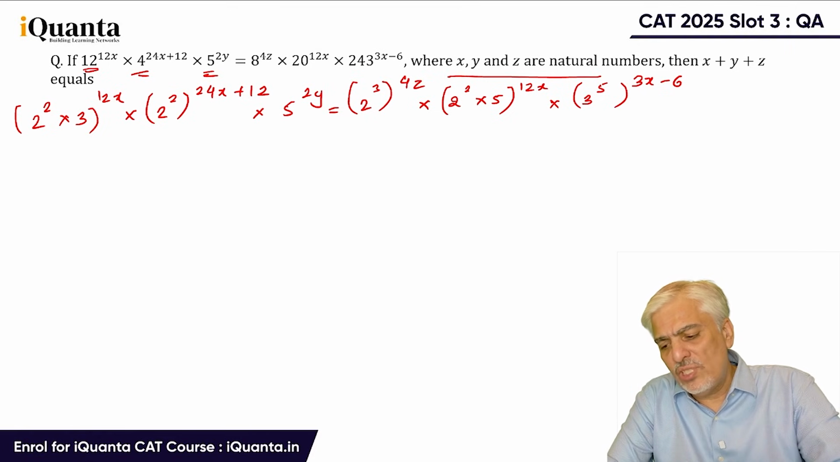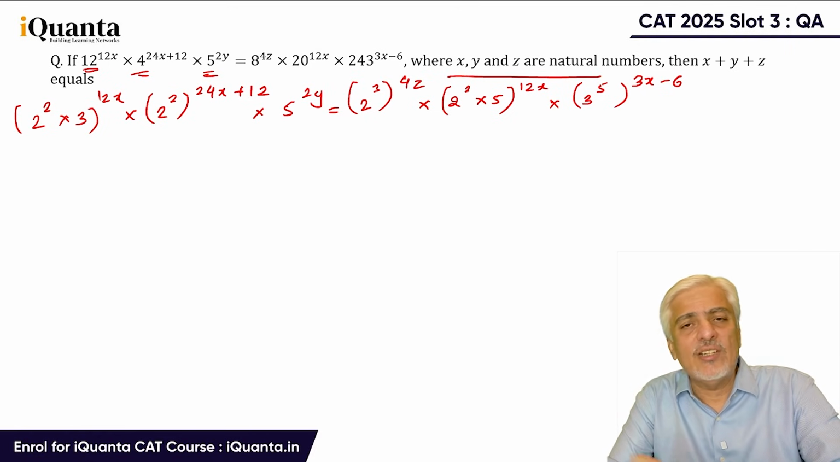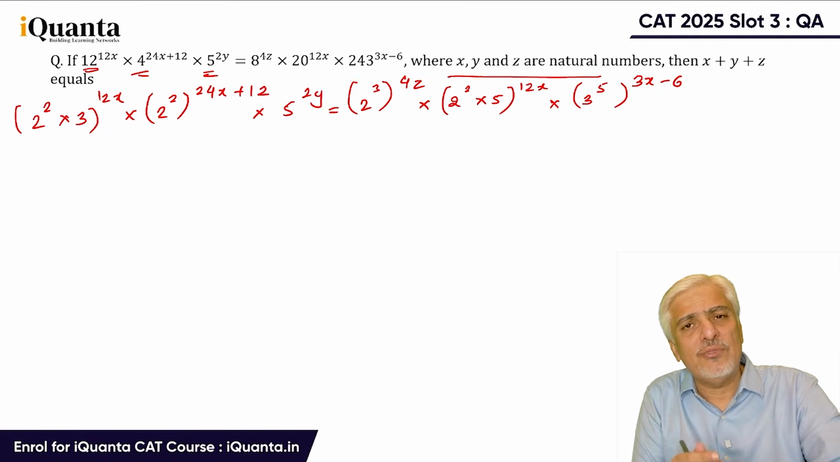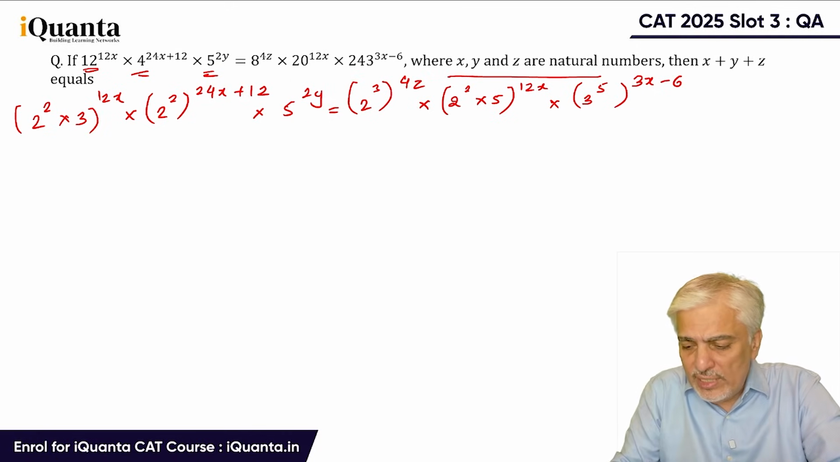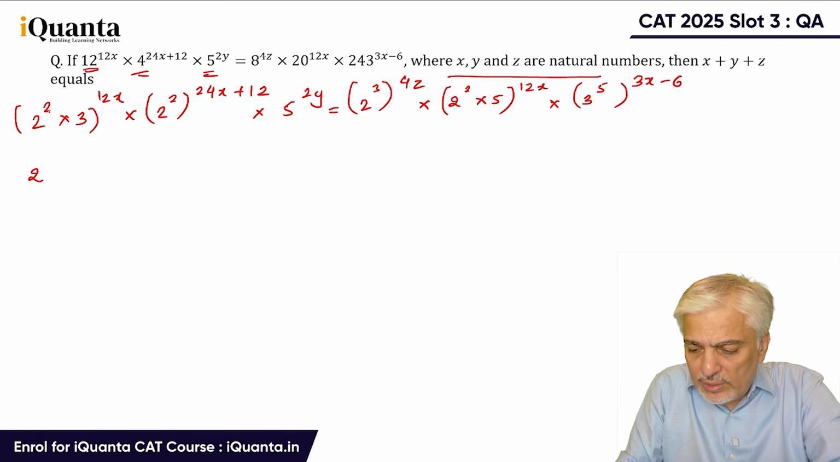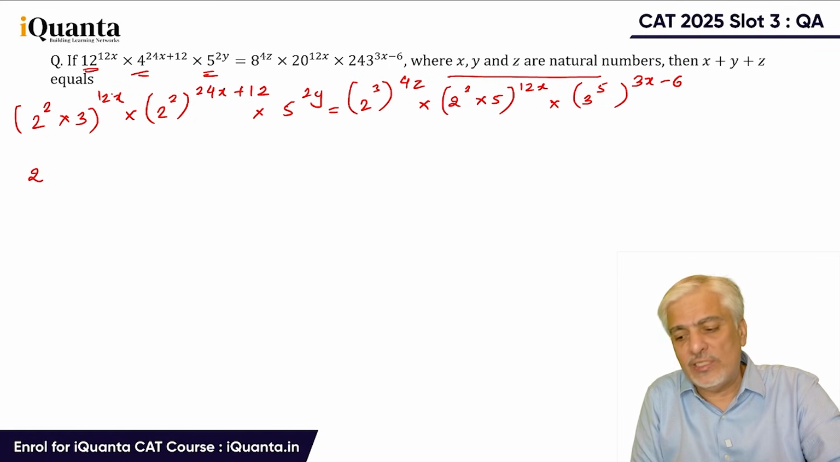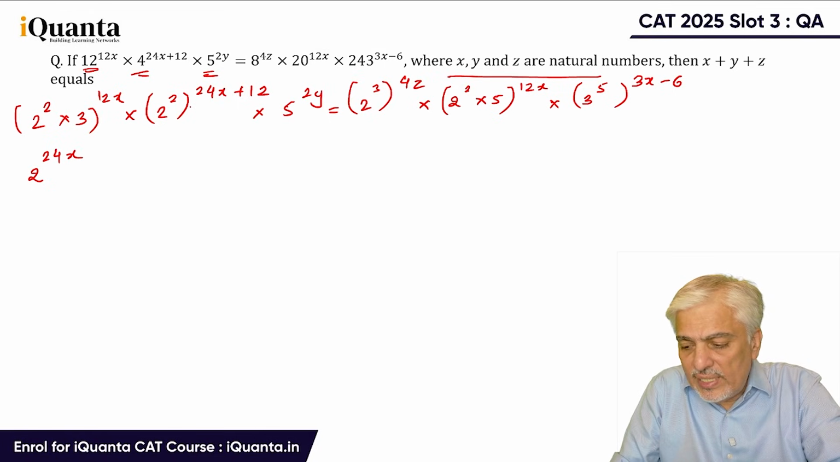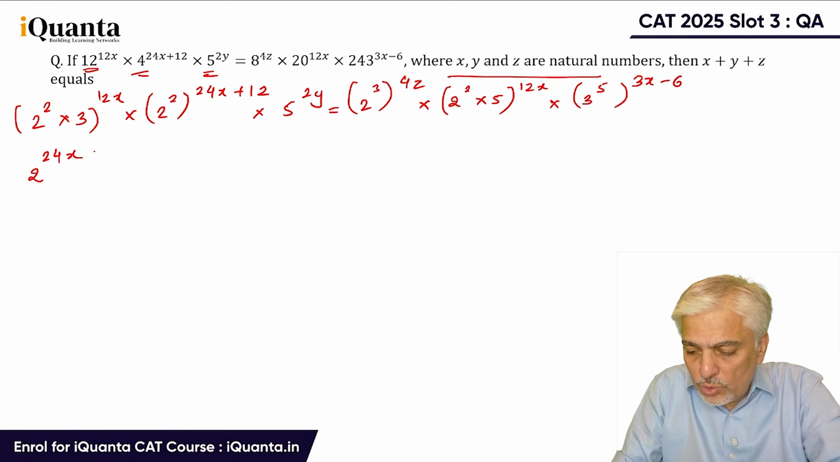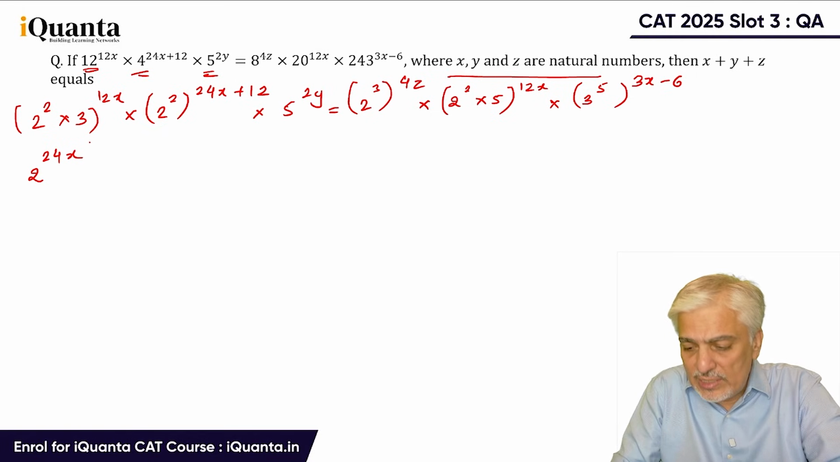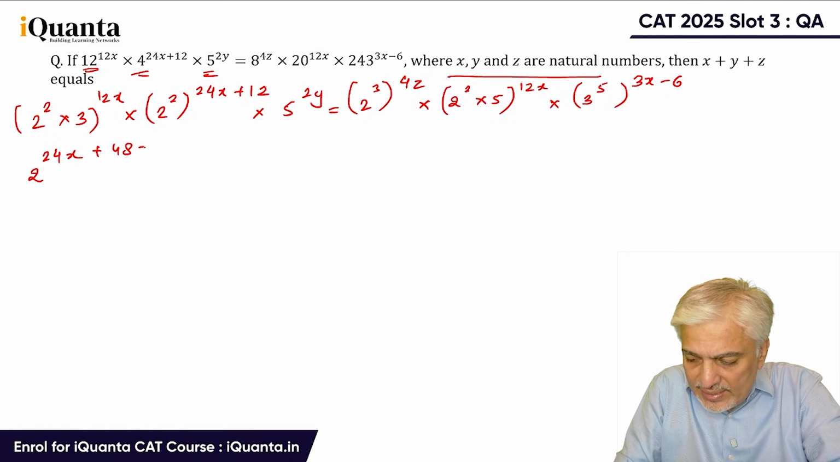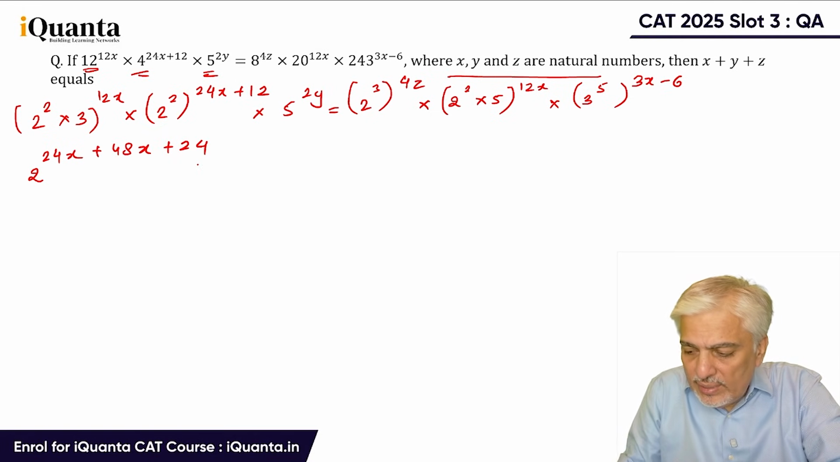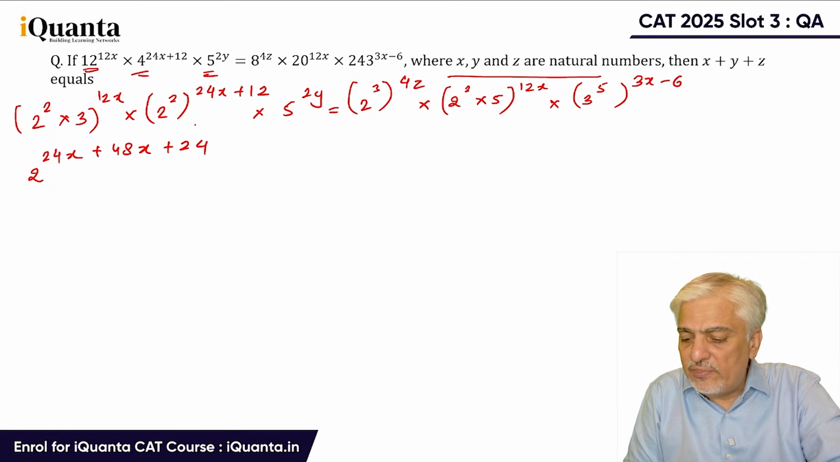Now, if I just open up everything very carefully and compare the 2 with 2, 3 with 3, and so on, maybe skip a few steps, do a few steps orally. So if I look at the powers of 2 now, I've got 2 into 12x, so that will become 24x. Over here, I'll get 48x plus 24. And because there's multiplication, it will be plus. So, plus 48x plus 24. Do I have any more 2s on the left hand side? No, I don't have any more 2s on the left hand side.